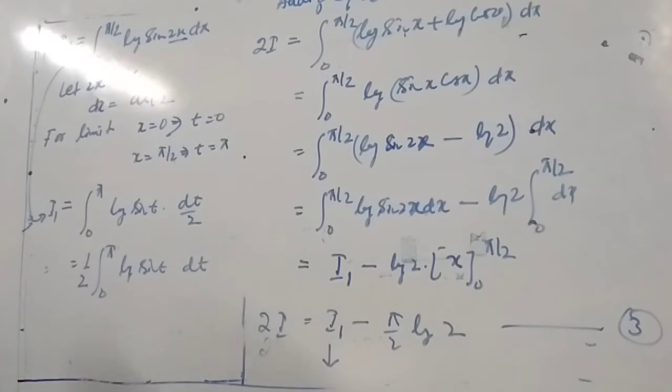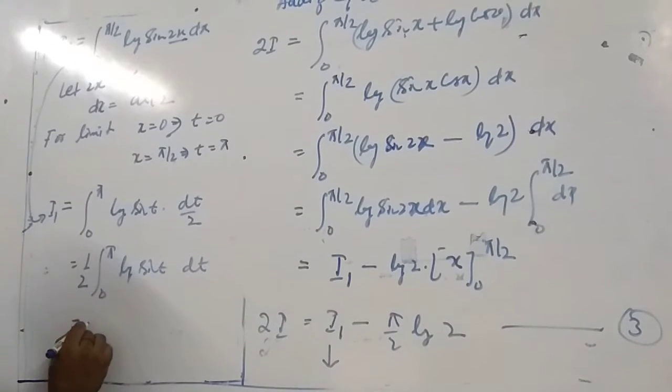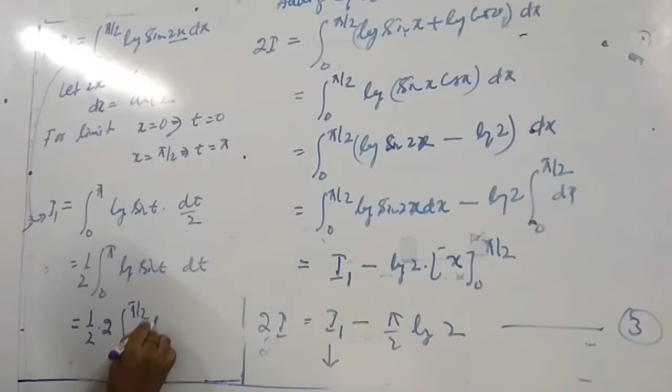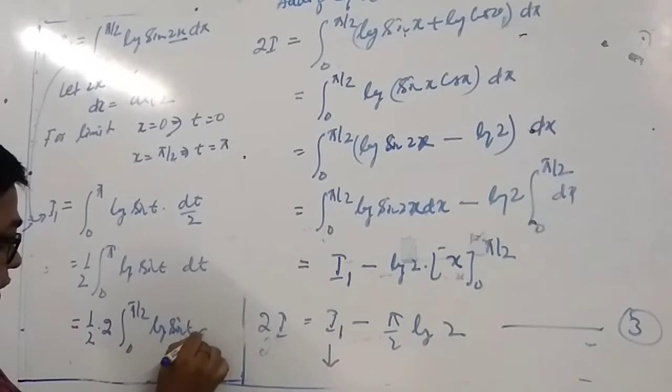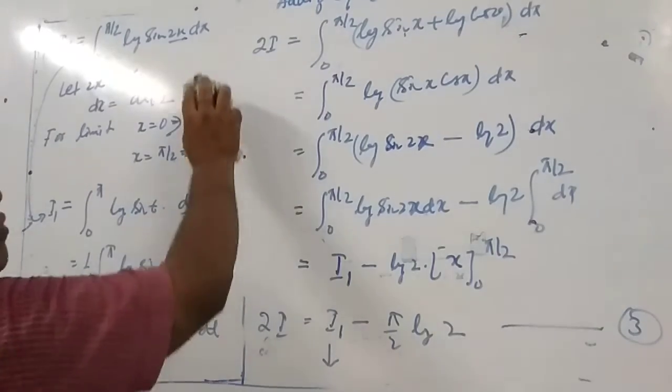One more property of definite integrals is applying here. It is an even function, so it becomes twice the integral from 0 to pi by 2 of log sin t dt. As I told you, this is a very long question.